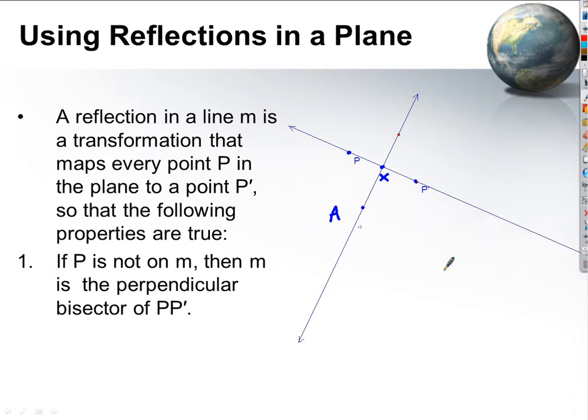Okay, good. So what are some relationships we got here? Yes? There's one important thing. Good. We found that the distance from P to X was always equal to the distance from P prime to X. So we could say that segment PX is always congruent to segment P prime X, right? That was one important thing.